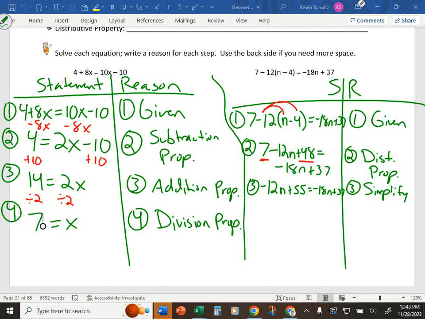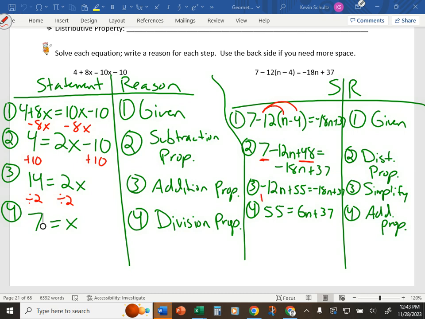Next step, we could move the 12n over to get 55 equals 6n plus 37. And because we would have to add 12n to both sides to do that, that would be the addition property. We're doing something to both sides here, opposite operations to move that negative 12n over. We do that by adding 12n. That's the addition property.